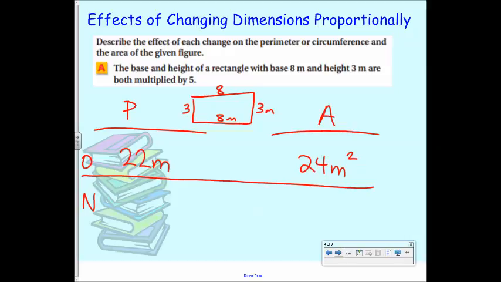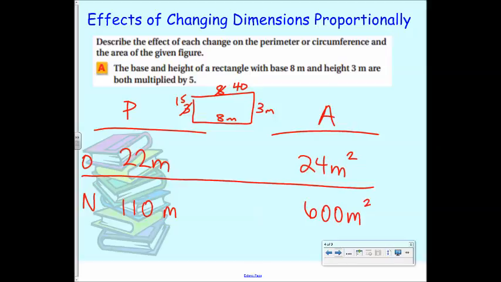Both. And they're multiplied by what? 5. So the 8 becomes a 40, and the 3 becomes a 15. So what's my new perimeter? 110. And what's my new area? What's 40 times 15? 600.